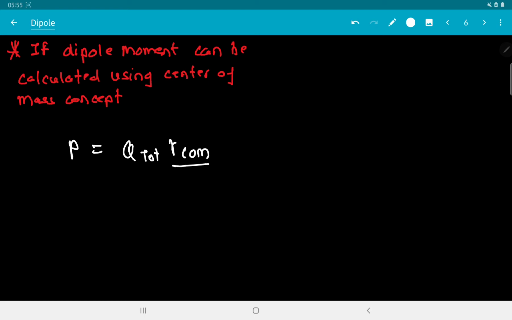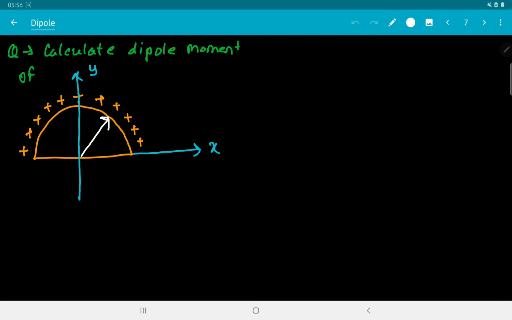Now let us look at the next principle that is going to help us calculate the dipole moment in many cases. That is, the dipole moment also can be calculated in some cases by using the center of mass concept. So I can write the dipole moment is equal to q total, the total charge, times the position of the center of mass. Let us try to understand this by using an example. Suppose we are asked to calculate the dipole moment at the origin for the following charge distribution.